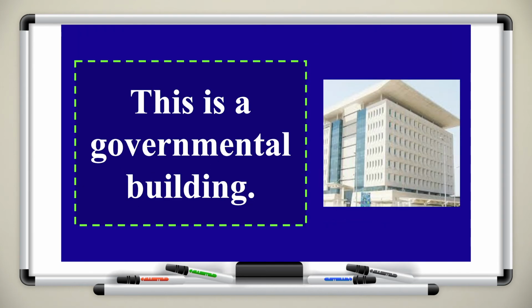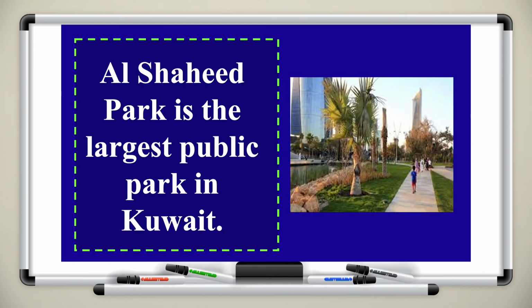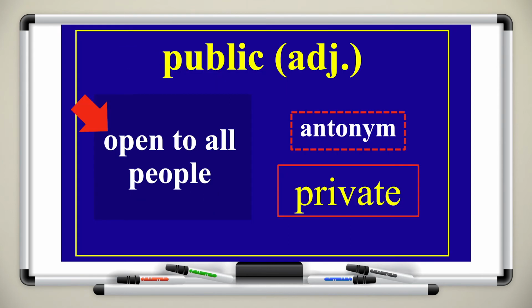Now, if you look at this image, this is a governmental building. What do you think the word governmental means? I think you can figure that out. It's very simple. Governmental is an adjective, and it means of a government or related to a government. Now, in this picture, we can see that this is Al Shahid Park. And Al Shahid Park is the largest public park in Kuwait. We have the word public. It's an adjective, and it means open to all people. The opposite of public is private.